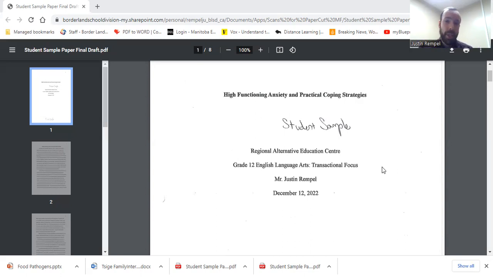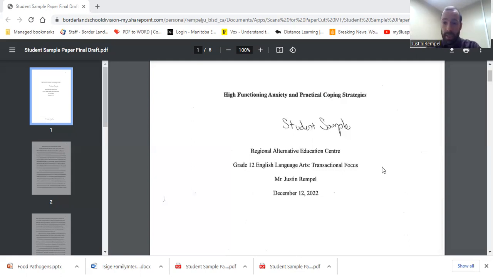So just to recap, this particular paper is done in APA citation style, which was requested in the assignment. And it is on the topic of high functioning anxiety. It's actually focused on practical coping strategies to deal with high functioning anxiety. And you can see that all right there in the title. The title is the first thing on the title page. It's in bold, it's centered, high functioning anxiety and practical coping strategies.